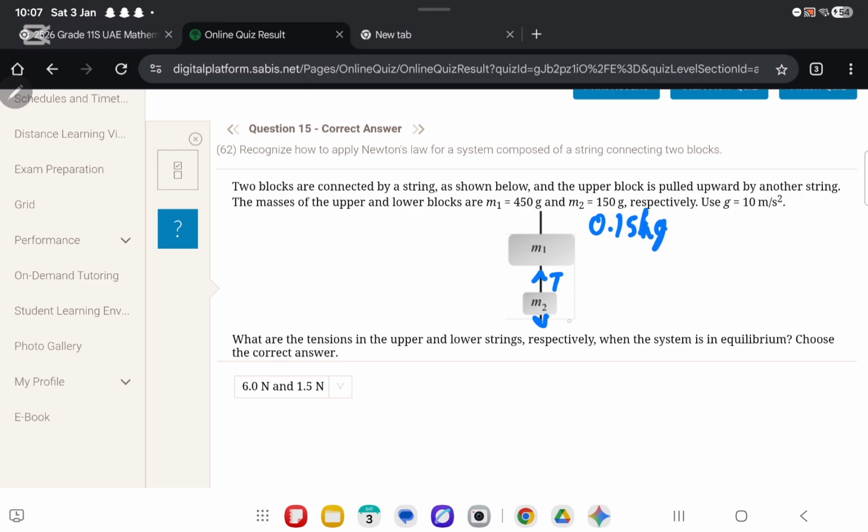Now, g is 10. So what is the weight? The weight is 1.5 newtons, sorry. So what's the tension? Tension is equal to 1.5 newtons for the lower string. Now, how do you get 6?